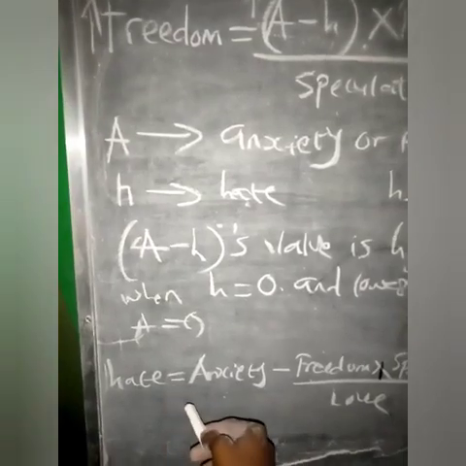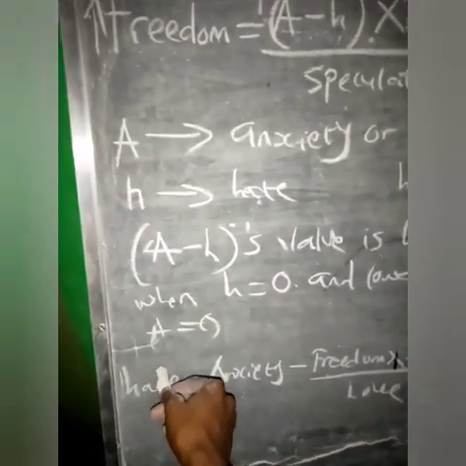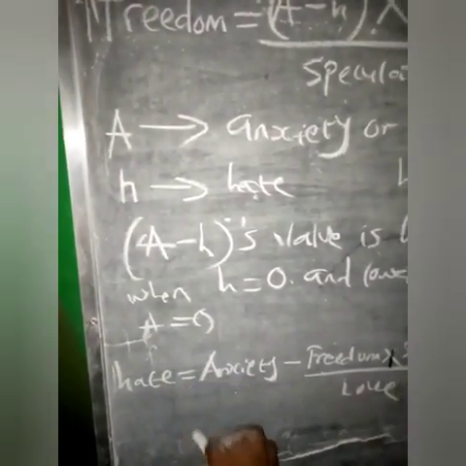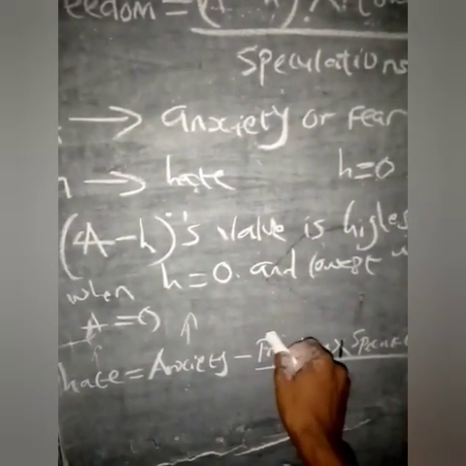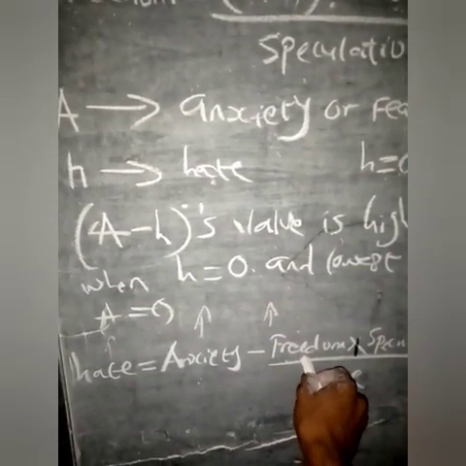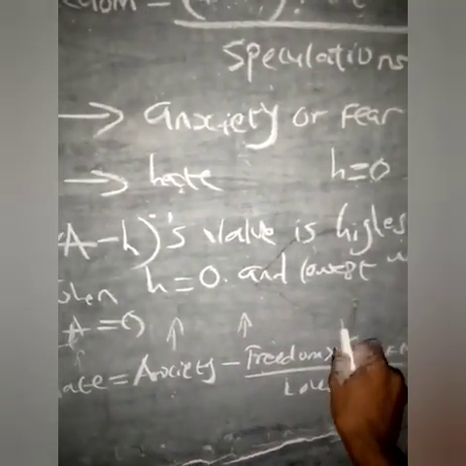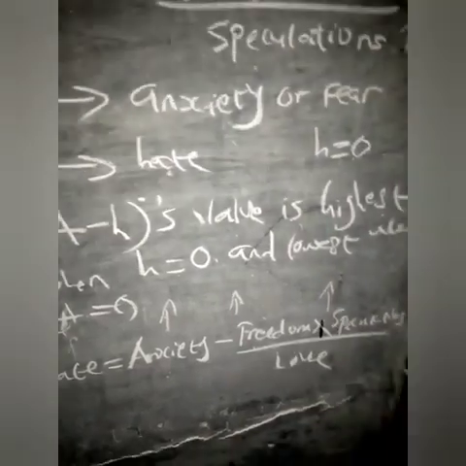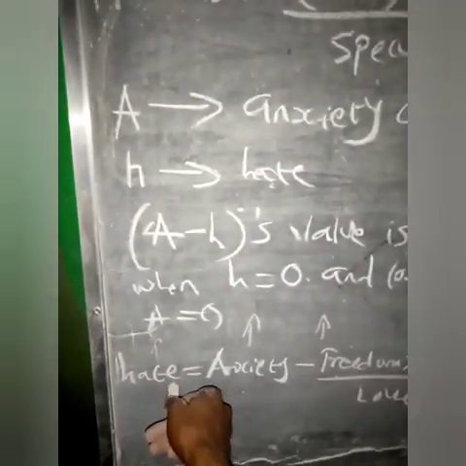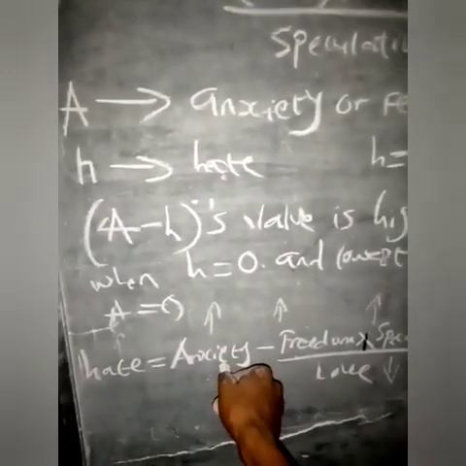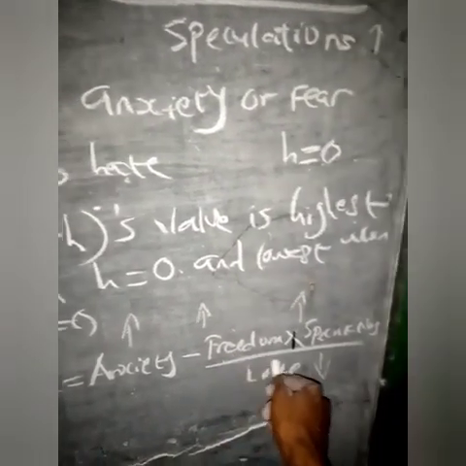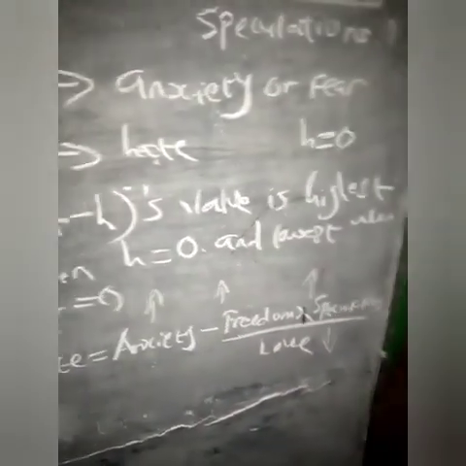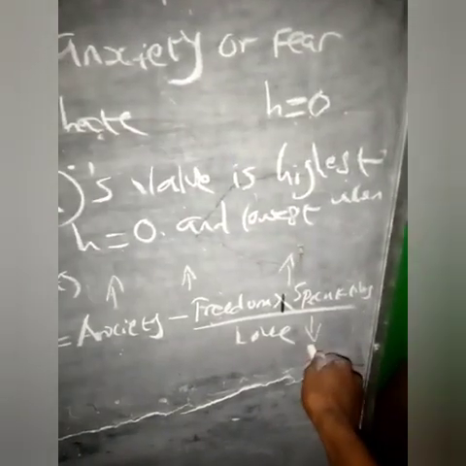So what does this equation tell us? It tells us that an increase in hatred you have for something will lead to an increase in worry, and also an increase in freedom, and also an increase in speculation and a decrease in love for that thing. If hatred increases, anxiety or worry will increase, freedom will increase, speculations will increase, and love will decrease.